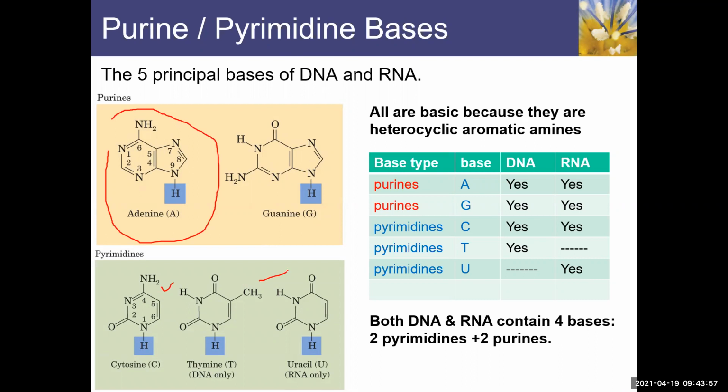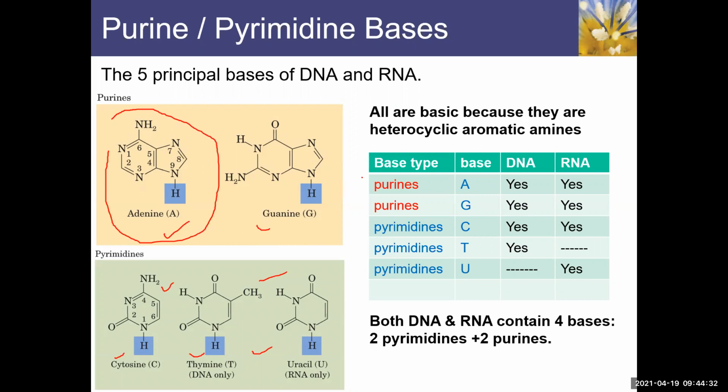And you should know which ones are pyrimidines and which ones are purines. Pyrimidines are cytosine, thymine, and uracil. These three are pyrimidines, and only these two are the purines. Which one is present only in the DNA and not in the RNA? It is thymine. Thymine is only in DNA and not in RNA. In RNA, we have the uracil.